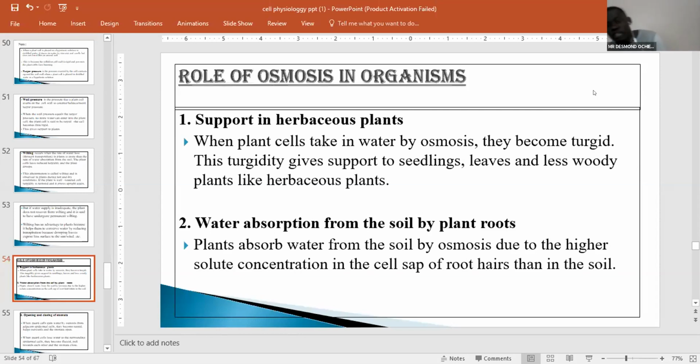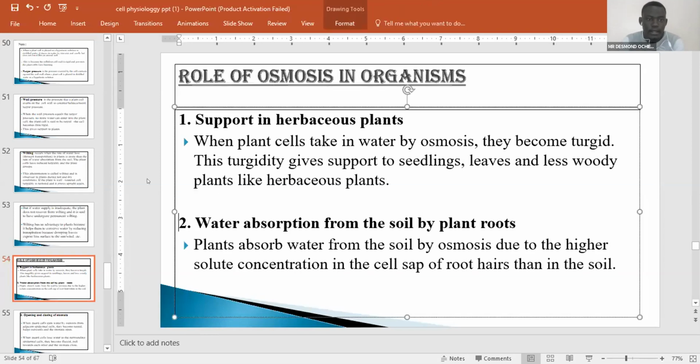So plants absorb water from the soil by osmosis due to the high solute concentration in the cell sap of the root hair cells. The cell sap of the root hair cells has a higher solute concentration than that in the soil. Because of that concentration gradient, there is a net movement of water molecules from the soil through the cell membranes of the root hair cells into the cell sap of these root hair cells. That is what contributes to absorption. As you can see, water molecules move from the soil where they are highly concentrated into the cell sap of the root hair cells where there is a low concentration of water.